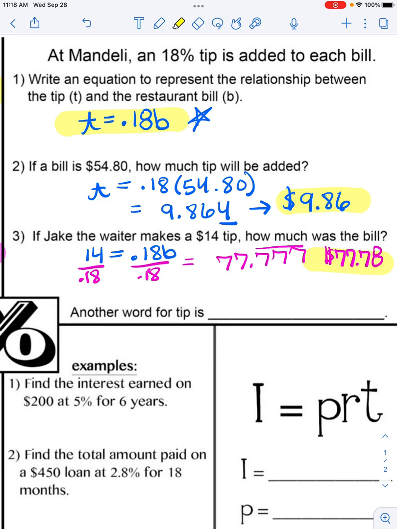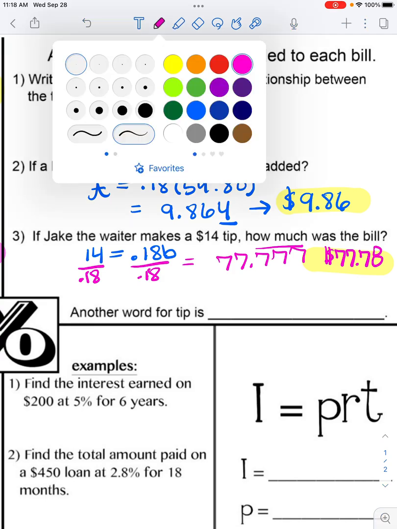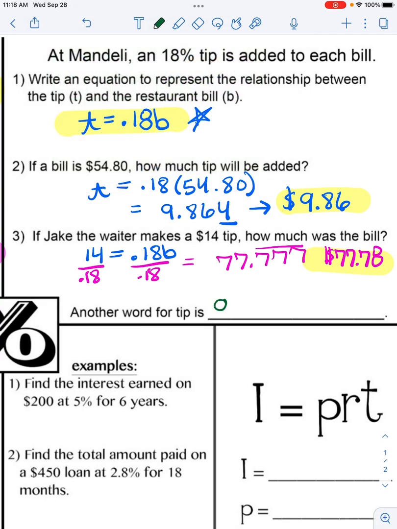Another word for tip, and I bring this up because our book loves to use this word over and over, is gratuity. It's the same thing as tip. So if you see that word in your book, that just means tip.